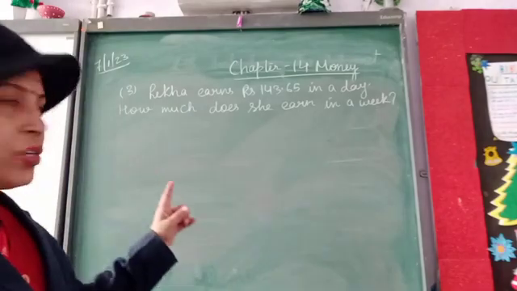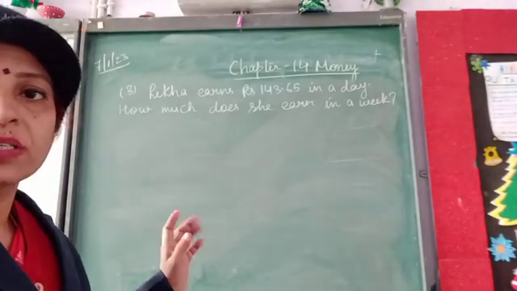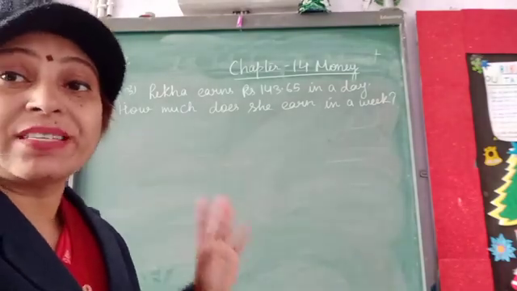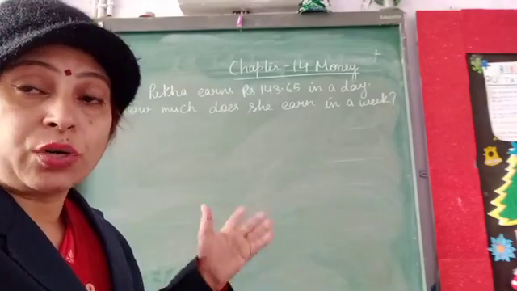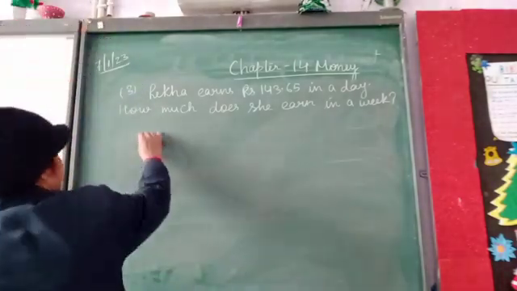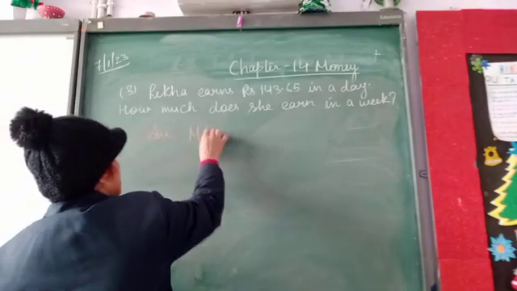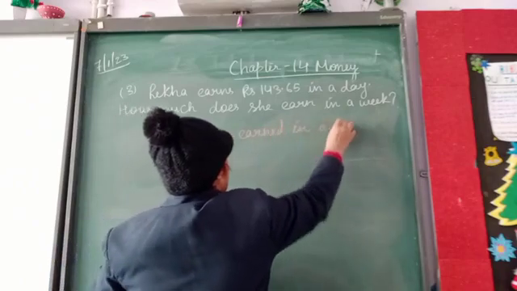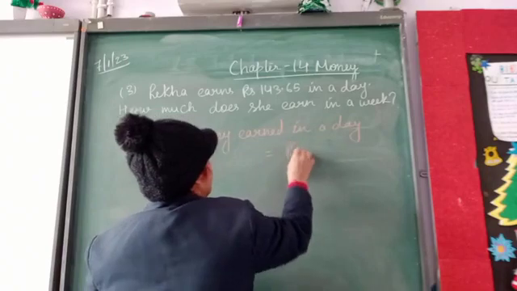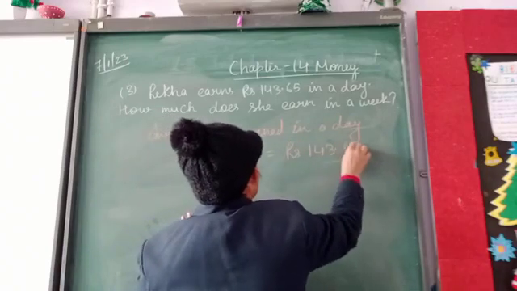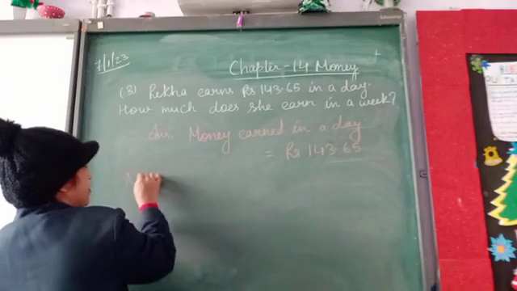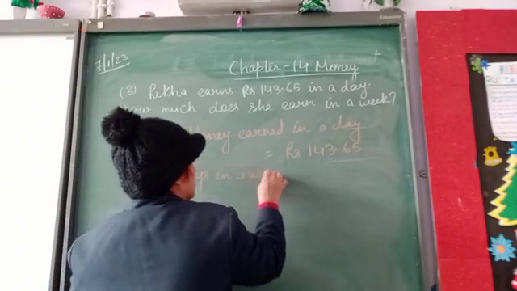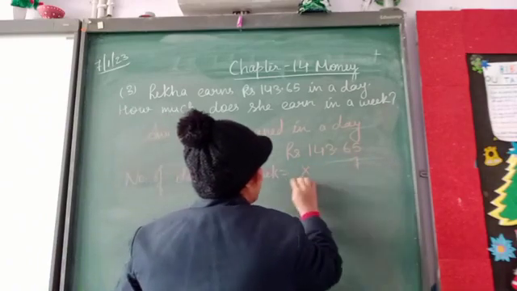Now children, another question. Rekha earns 143 rupees 65 paisa in a day. That means one day. So how much does she earn in a week? Week means 7 days. So in 7 days, how much will she get? So what will you do? Multiplication. So write: money earned in a day, that is rupees 143.65 paisa. Now the number of days in a week, that is given, 7. Now multiply this.